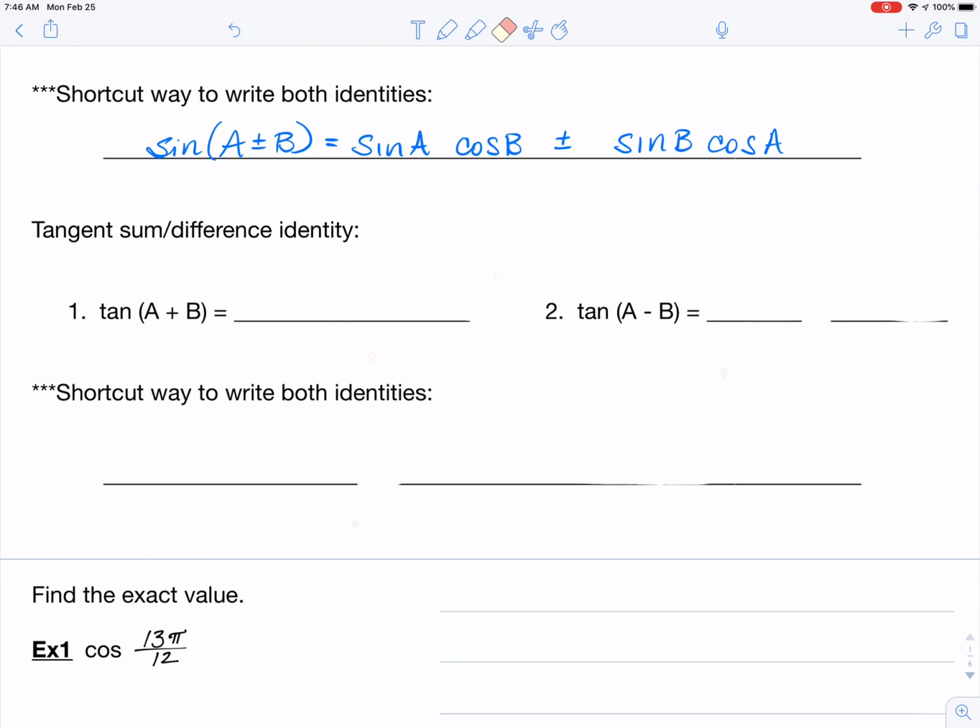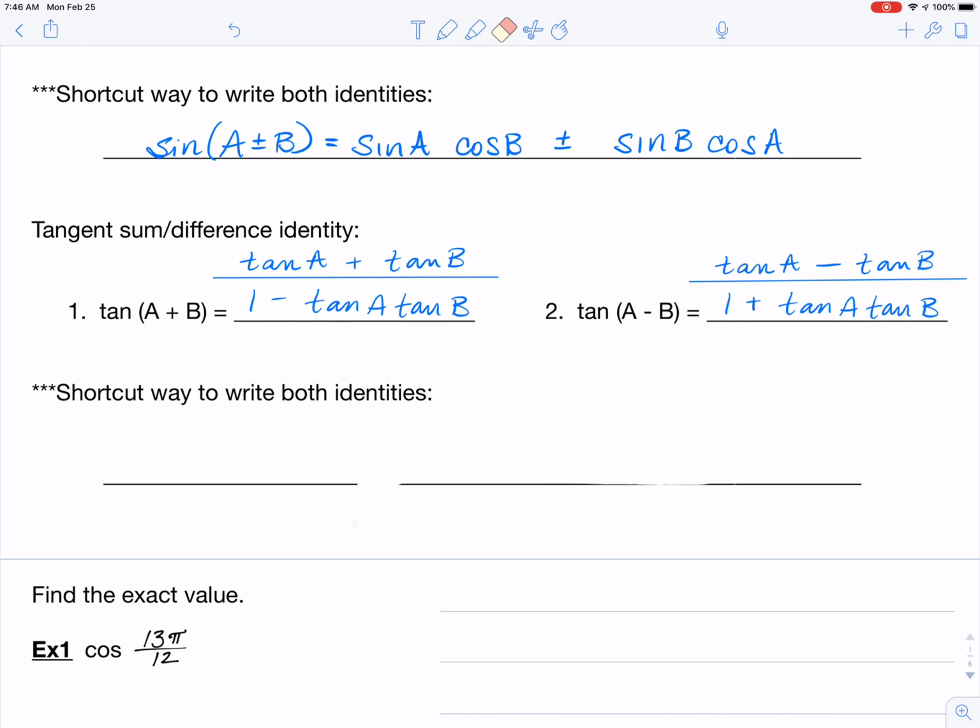And then go on down to the tangent. The tangent sum is going to be tangent of angle A plus the tangent of angle B all over 1 minus the tangent of angle A times the tangent of angle B. For the difference identity for tangent, this is going to be tangent A minus tangent B all over 1 plus tangent A tangent B. And the shortcut to be able to write both of them at the same time, tangent of angle A plus or minus angle B, is going to be tan A plus or minus tan B all over 1 minus plus, trade those, tangent A tangent B.